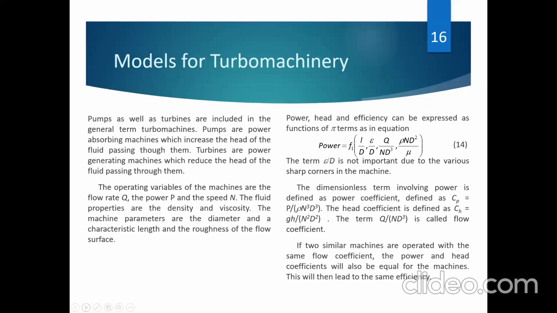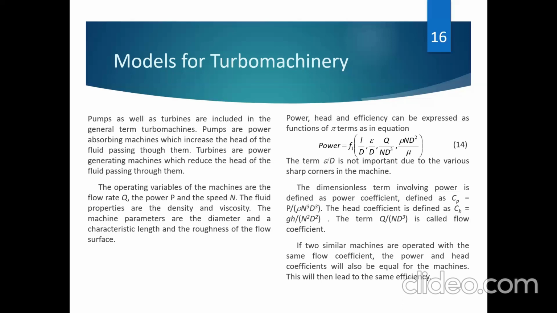Next, models for turbomachinery. Pumps as well as turbines are included in the general term turbomachines. Pumps are power-absorbing machines which increase the head of the fluid passing through them. Turbines are power-generating machines which reduce the head of the fluid passing through them to produce work. The operating variables of machines are the flow rate Q, the power P, and the speed N. The fluid properties are the density and viscosity. The machine parameters are the diameter, characteristic length, and the roughness of the flow surface.